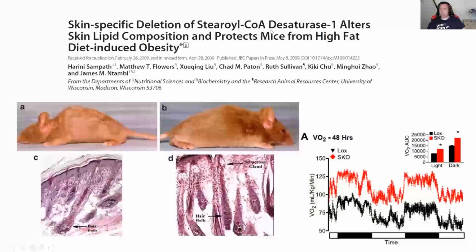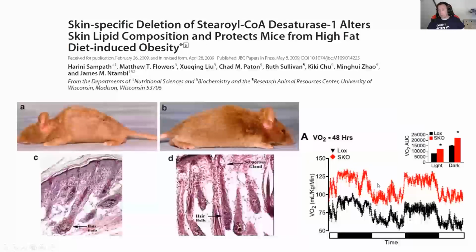So SCD1, stearoyl-CoA desaturase, is essential for producing lipids that are found on the surface of the skin of mice. And when you lose it, you start to have hair falling out. These mice will eventually go pretty much completely bald. And they also have problems with their skin barrier in terms of the lipid layer that should coat all of our skin. Now, as a result of this, their skin becomes far less good at insulating the mice.